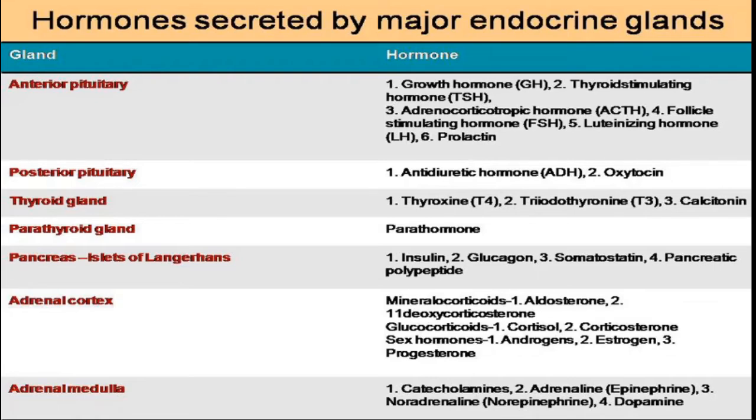Thyroid secretes thyroxine, triiodothyronine, and calcitonin hormones, while parathyroid secretes parathormone. On the other hand, the hormones secreted by pancreas are mainly insulin, glucagon, somatostatin, and pancreatic polypeptides. Adrenal cortex secretes mainly mineralocorticoids, and adrenal medulla secretes catecholamines, adrenaline, and noradrenaline.